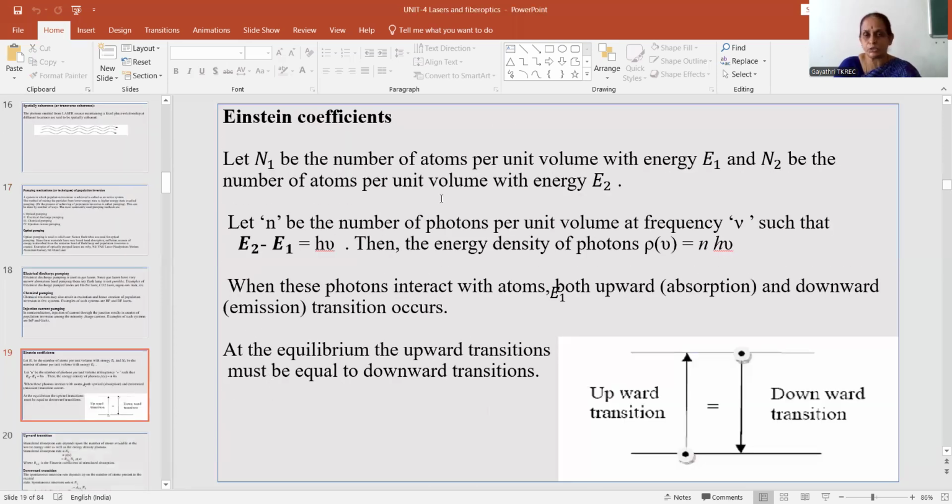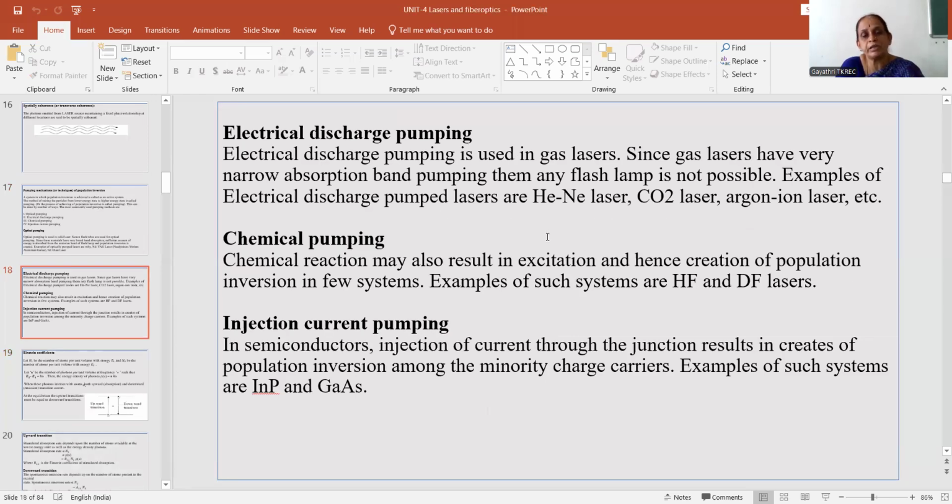Next is electrical discharge pumping. Electrical discharge pumping is used in gas lasers. Since gas lasers have a narrow absorption band, pumping them with a flash lamp is not possible. So electrical discharge is used for pumping, with examples being helium neon laser, CO2 laser, and argon ion laser. It means we make electrons excite the atoms present in the ground state to a higher energy state. That type of pumping is called electrical discharge pumping.